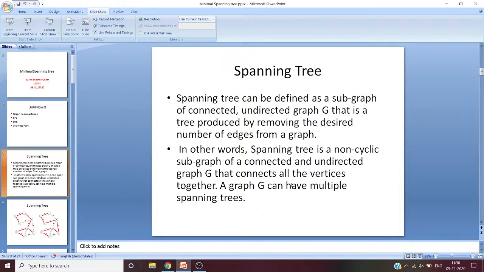When any subgraph of a graph contains no cycles, no closed paths, that subgraph is called a spanning tree. Also, the spanning tree will connect all the vertices. A graph G can have multiple spanning trees, which will contain all the vertices, and obviously it will be connected. It will be treated as a tree, and it won't contain any cycle in it. That will be called a spanning tree.